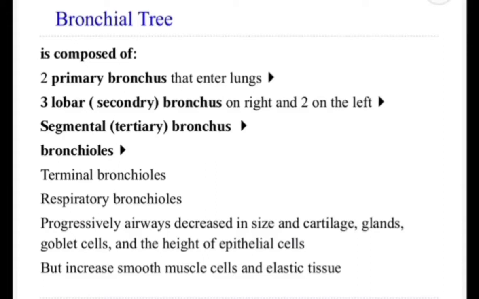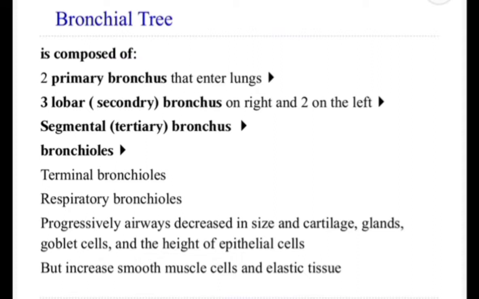Bismillahirrahmanirrahim. After the study of the trachea, let's talk about the bronchial tree. The bronchial tree is composed of two primary bronchi that enter the lung. These are the principal bronchi.